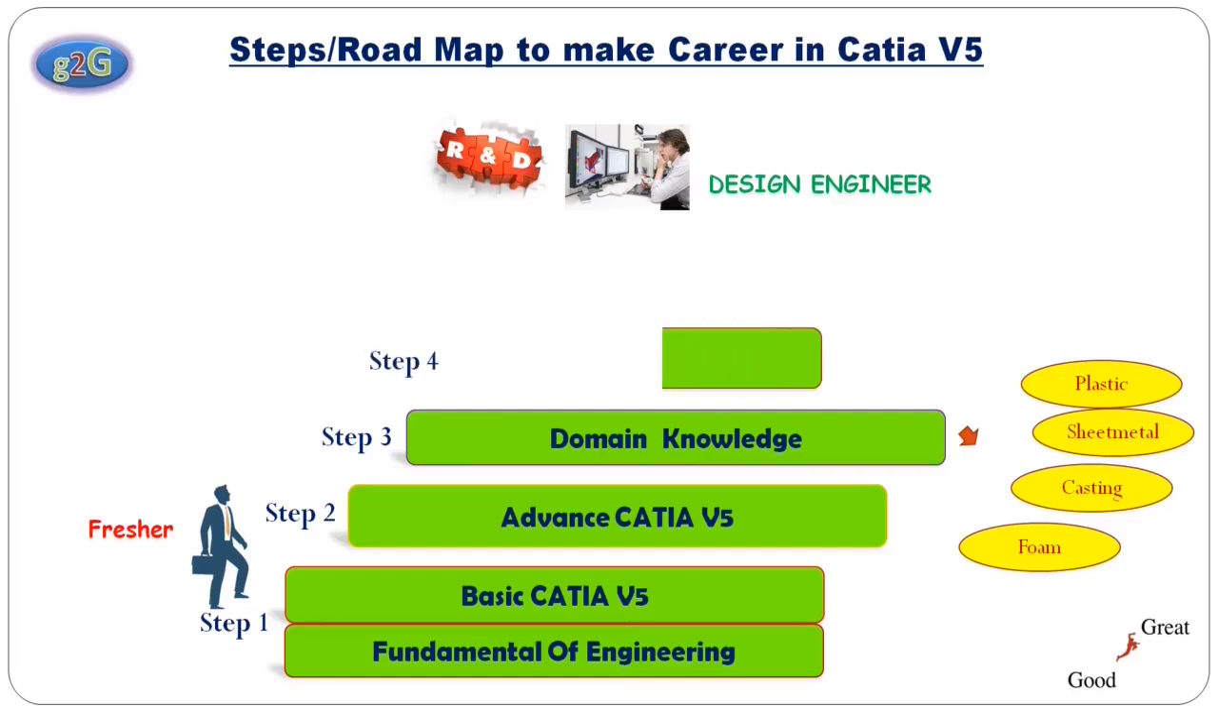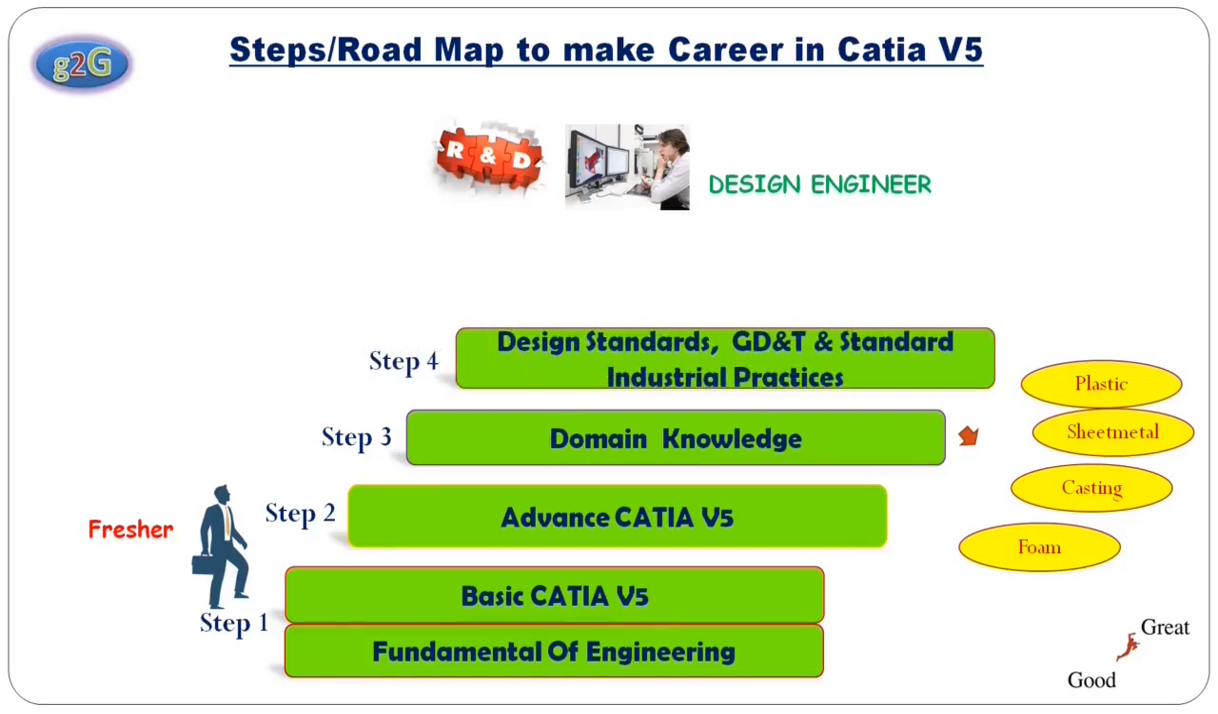Step 4 is to learn design standards. Now, for designing any product, companies have defined certain standards that you should know. You should have knowledge of GD&T. You should have knowledge of standard industrial practices. Now, this step number 4, it is very difficult to get in any institute. You will not be able to learn this from an institute. This can be learned either by doing an internship in any design center or engineering service center, or joining an institute which has collaboration with industries.